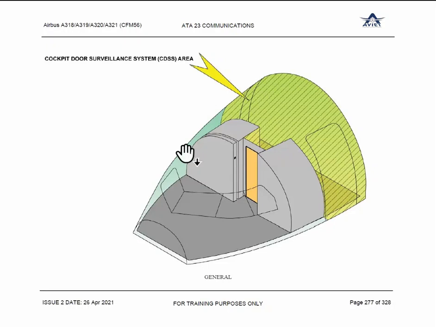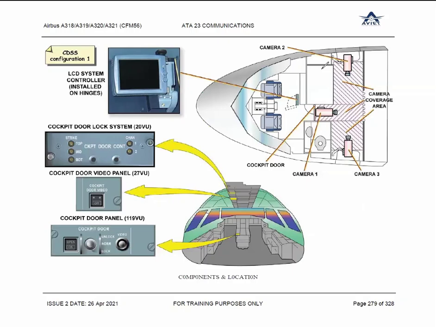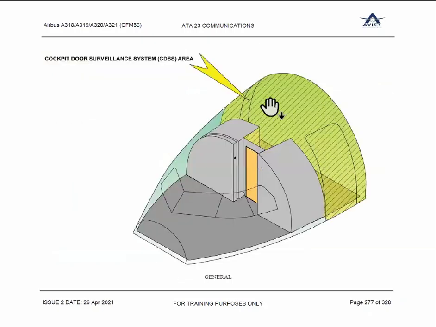So this is the cockpit area. This is the cockpit door, and outside the cockpit door, in 3 places, here, here, and here, 3 cameras are installed. Can you see it? 1, 2, and 3. This is your cockpit door. You got it? Okay. So this is the area under surveillance.